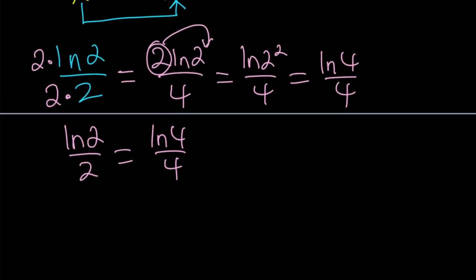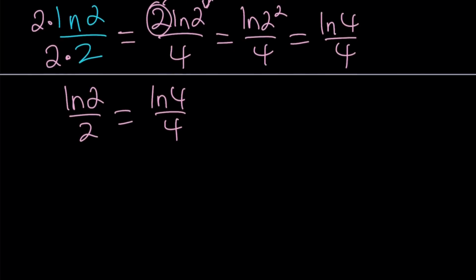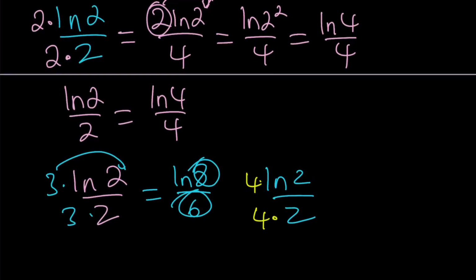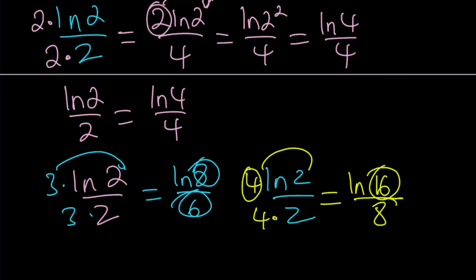But can we just keep doing this? Like, how about I start off with ln 2 over 2, and then multiply by 3, and then this becomes ln 8 over 6. Unfortunately, 8 and 6 are different, so this doesn't work. If you use the fourth powers, let's go ahead and multiply by 4, because 4 is a power of 2, so that's more possible, right? But this gives us ln 2 to the 4th, which is 16, divided by 8.